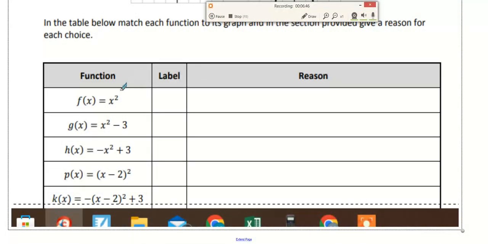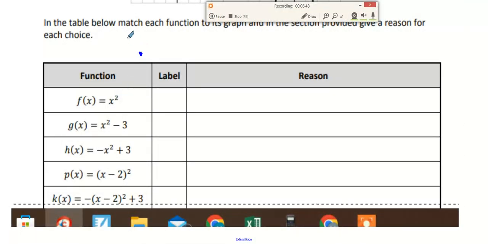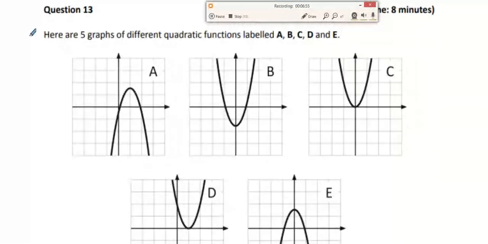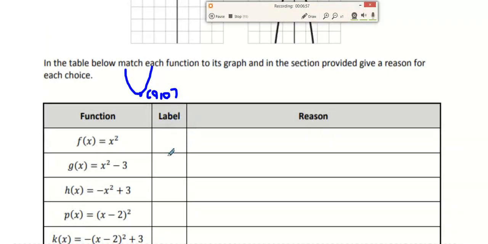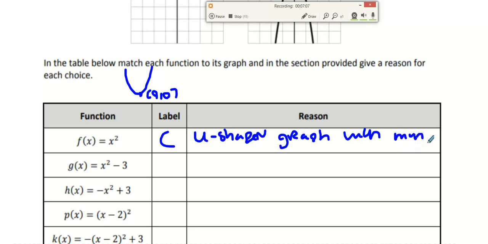Okay, f of x equals x squared. That's a U-shaped graph that has its minimum at 0, 0. So what do we reckon? C. And for that reason, U-shaped graph with minimum point 0, 0. Okay, x squared minus 3.